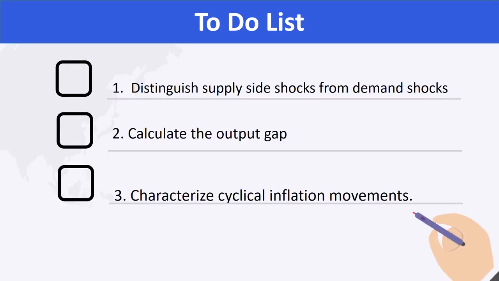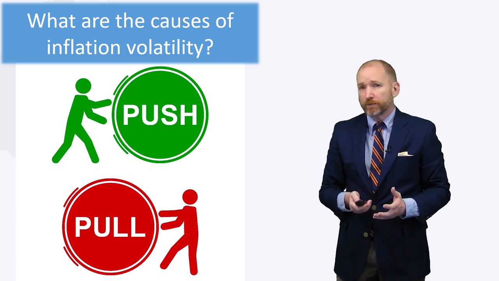After completing this segment, you should be able to: 1. Distinguish supply-side shocks from demand shocks. 2. Calculate the output gap. And 3. Characterize cyclical inflation movements. As we wrap up, let's conclude by summarizing the key question.